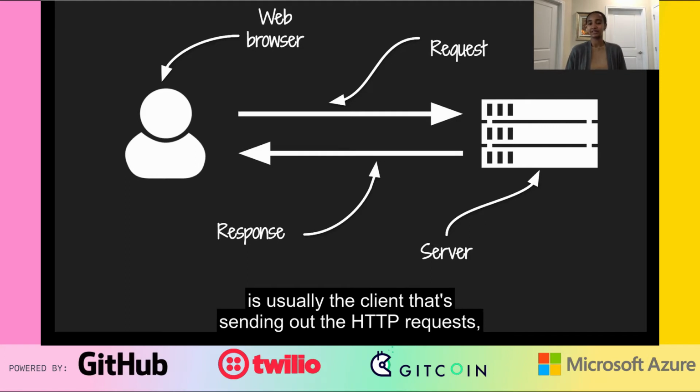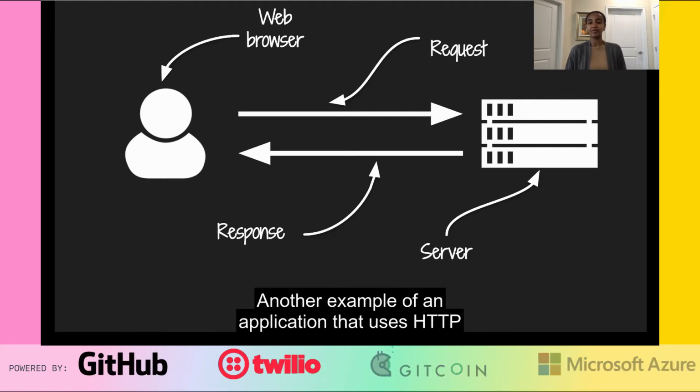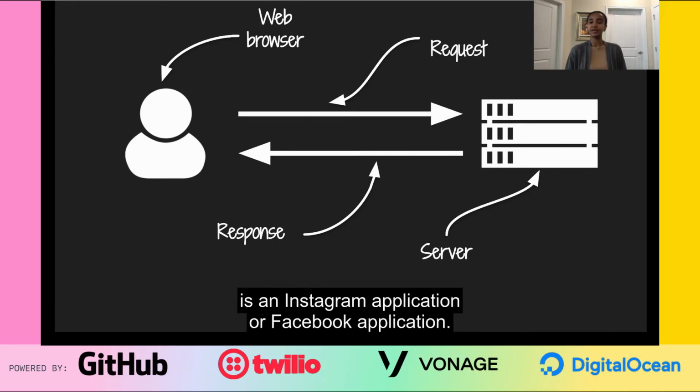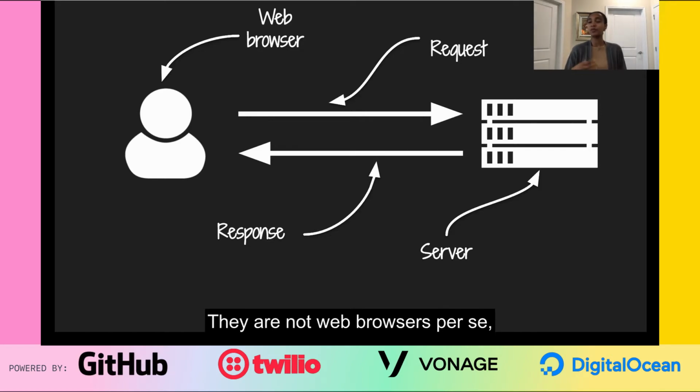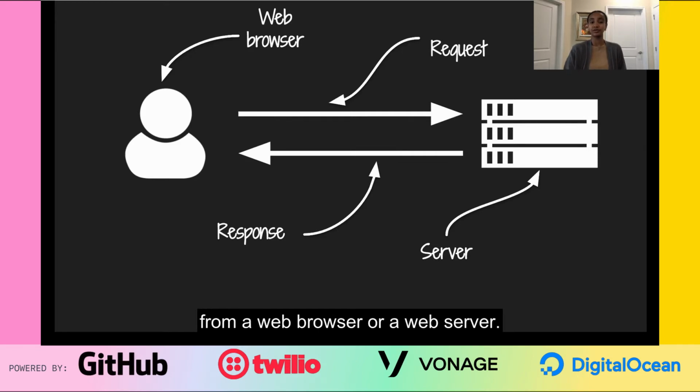It's important to note that while a web browser is usually the client that's sending out the HTTP requests, that's not always the case. Another example of an application that uses HTTP to communicate with a server is an Instagram application or a Facebook application. They're not web browsers per se, they're native apps, but they still send HTTP requests to fetch resources from a web server.